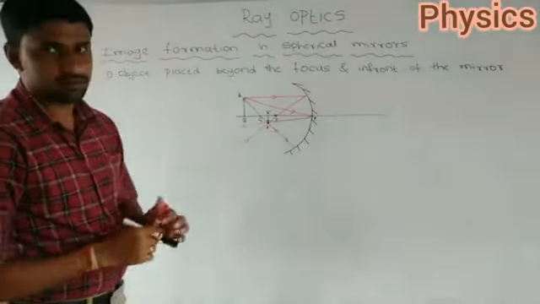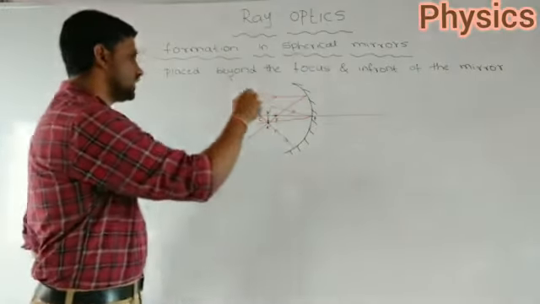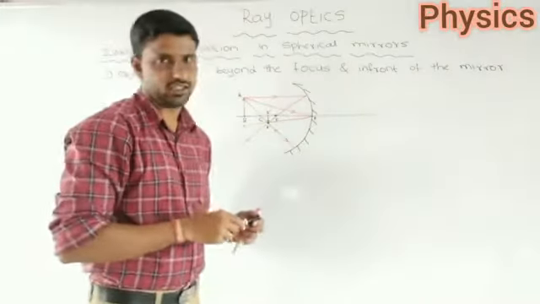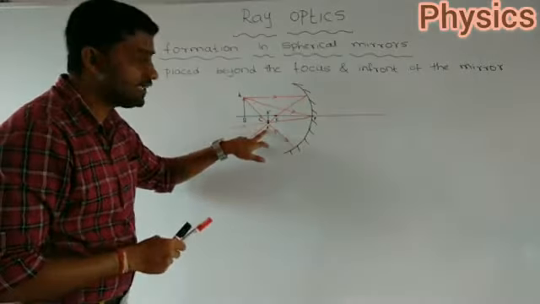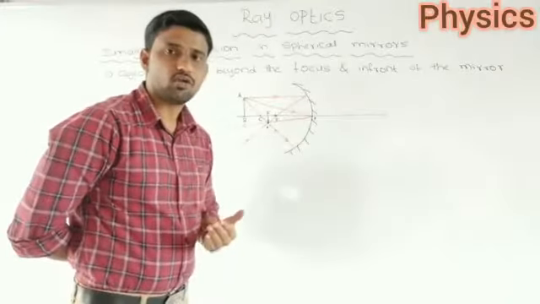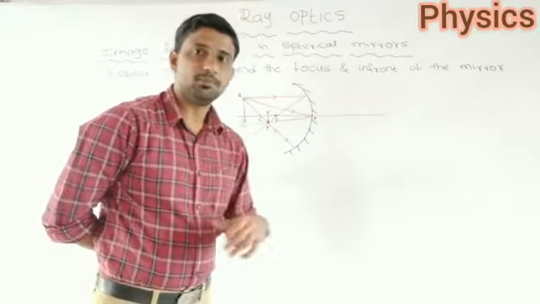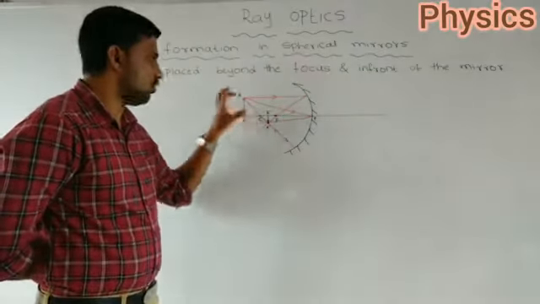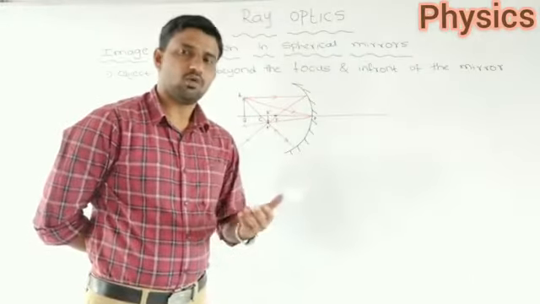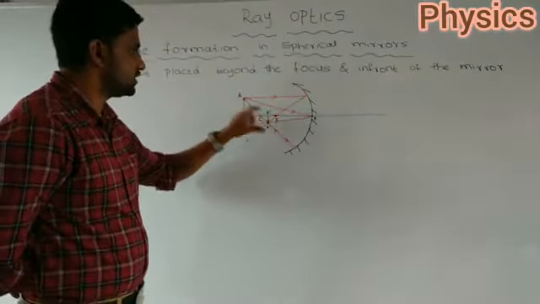If you observe here, the object is like this. After reflection, you are getting the image like this. That means you are getting an inverted image here. And after reflection, all the rays will meet at some point, so that type of image we call a real image. The size of this image depends on the distance of this object from the focus, so the image may be smaller or bigger.